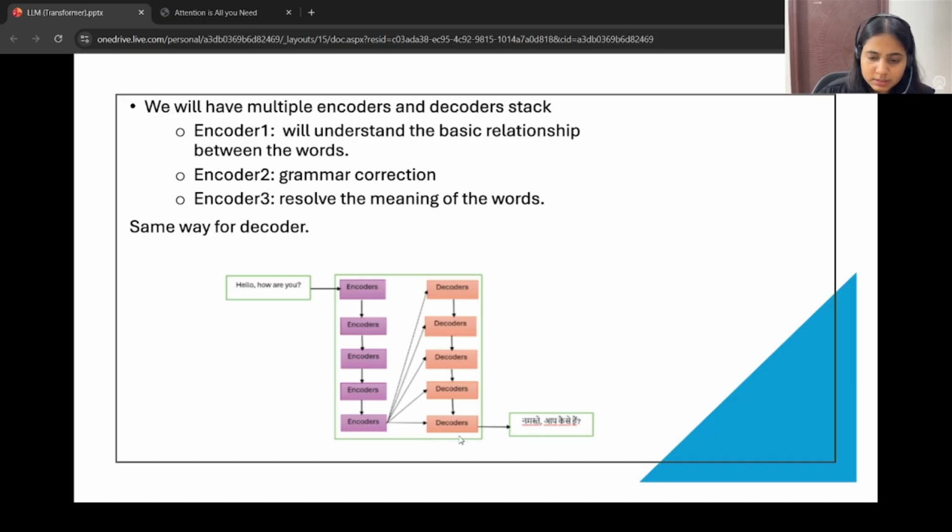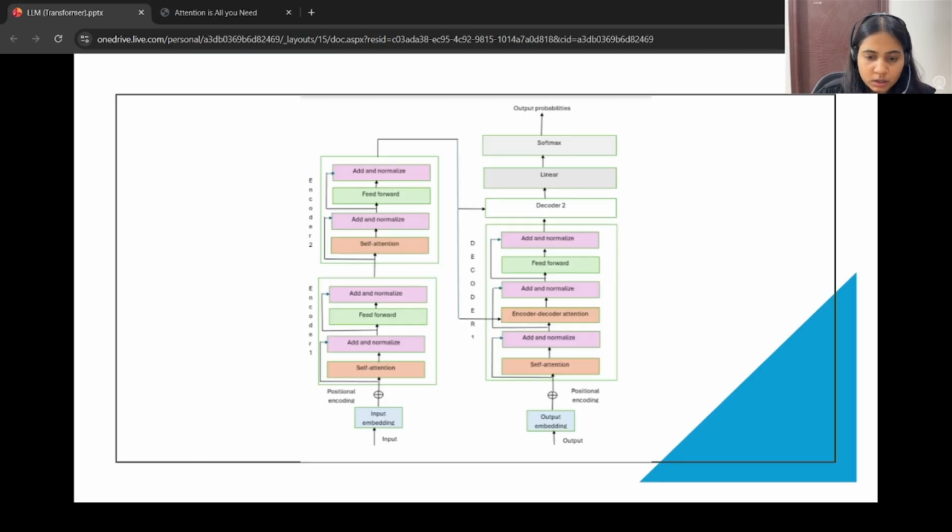So it's a stack of decoders. One by one it will get different kinds of responses, and it will enhance that response, and at the end we will get the output. Okay, so this is the overall architecture of the transformer. In this we'll go one by one and understand what all these parts are.